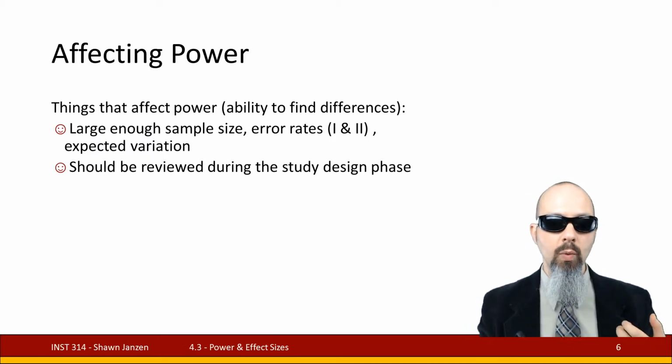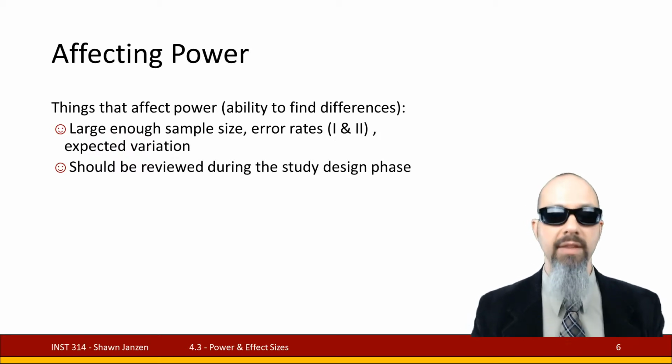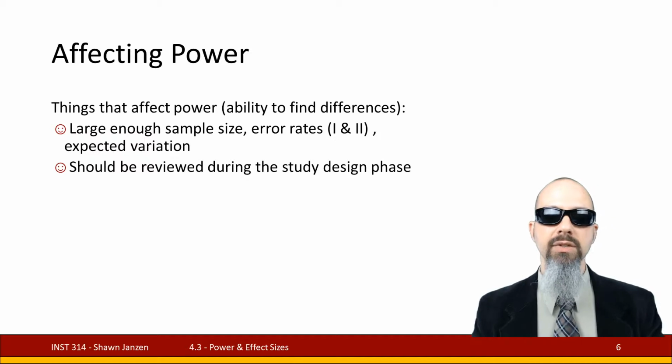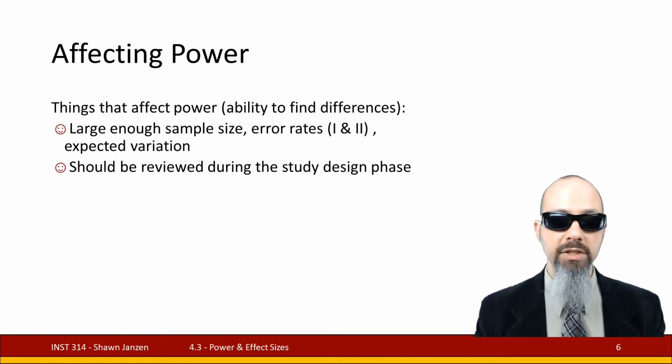You also need an understanding of how much variation you should have, as that affects power. You should look at these things during the study design phase to help you figure out: do I need a larger sample size? Do I need to take variables that I can account for different amounts of variation on? How much do I want to fight that type 1, type 2 battle?